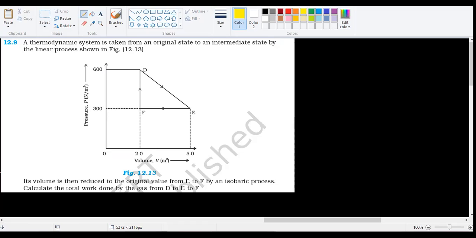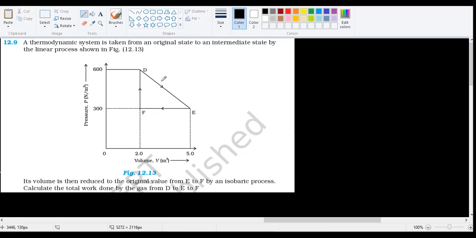The thermodynamic system is taken from an original state to an intermediate state by the linear process shown. Its volume is then reduced to the original value from E to F by an isobaric process. They didn't say which process they are talking about, so maybe they are talking about D to E.